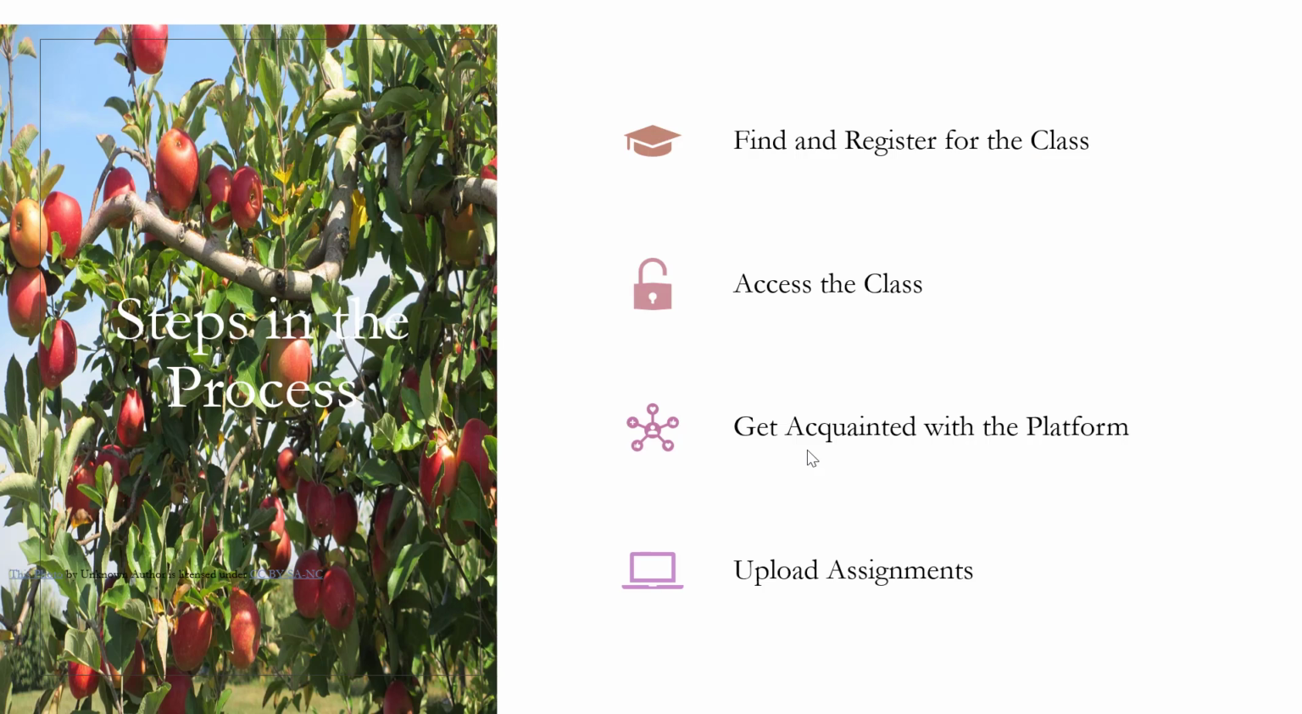This video is going to be about how you find and register for a class, and how you access that class. I'm going to show you a little bit about the platform. Ashland University uses Blackboard, so that's what we're going to look at. And then the last thing is uploading assignments. Basically, that's really the only techie thing you have to do when you take a course through Blackboard, for me anyway. So, all right.